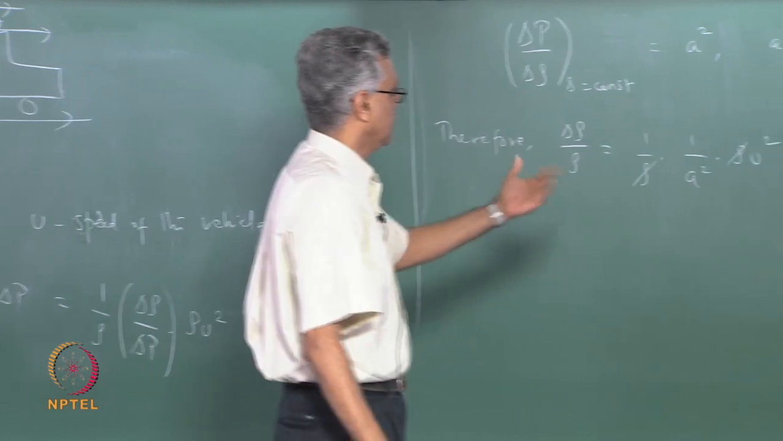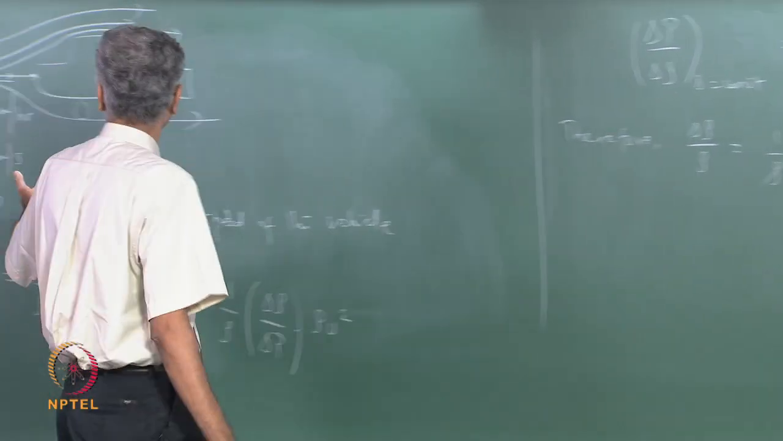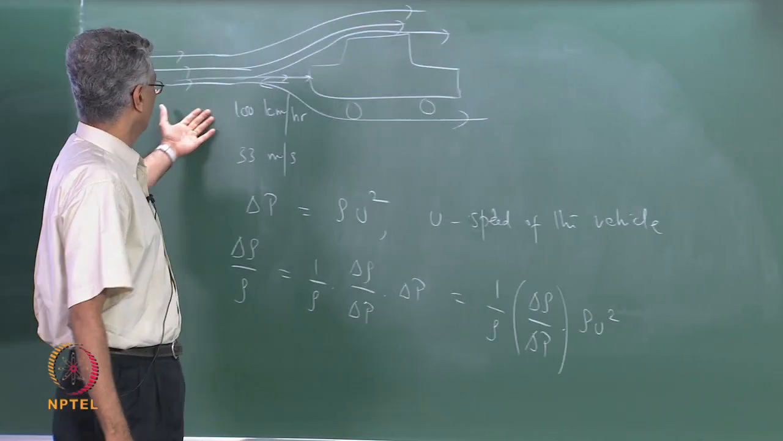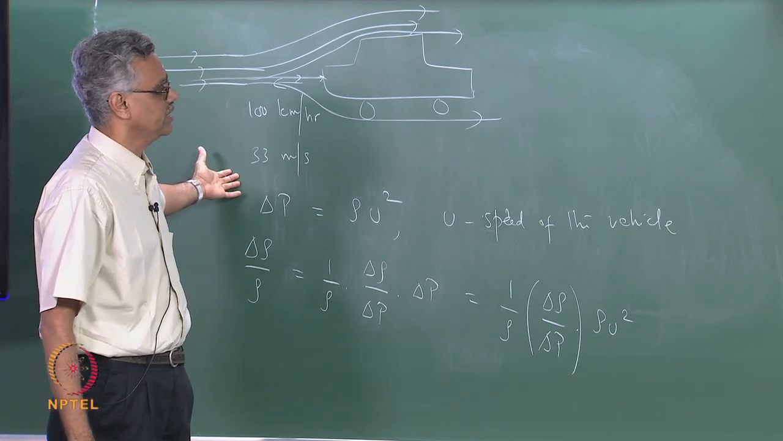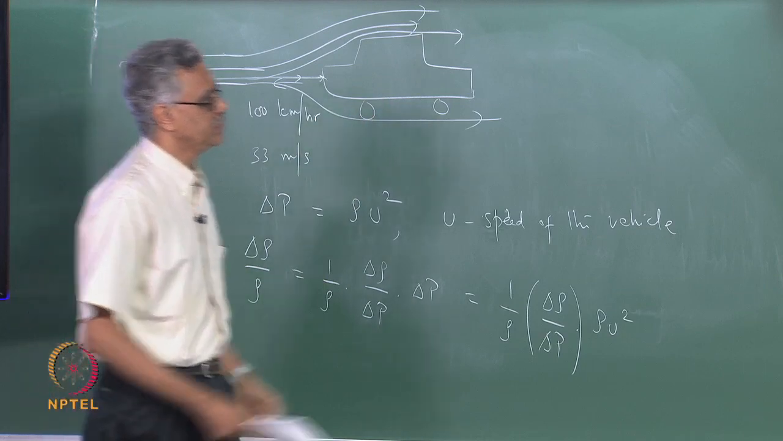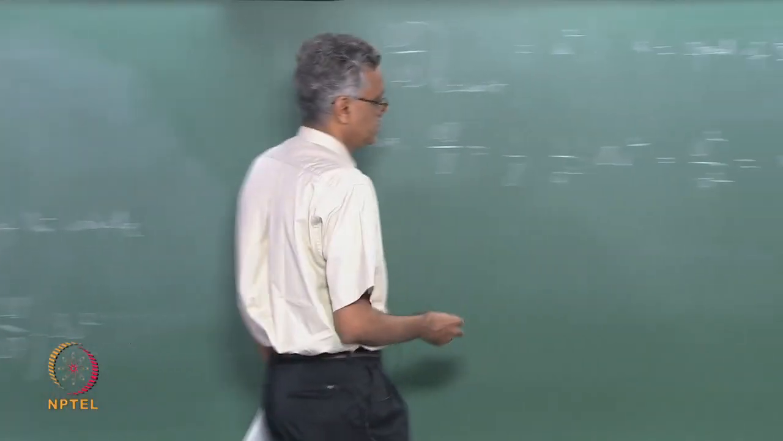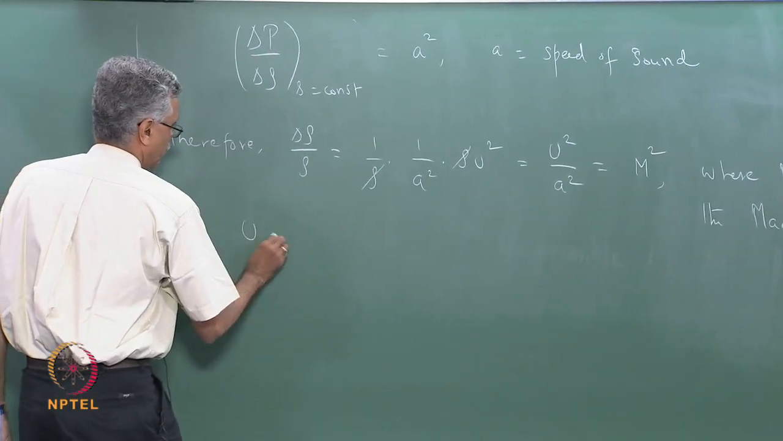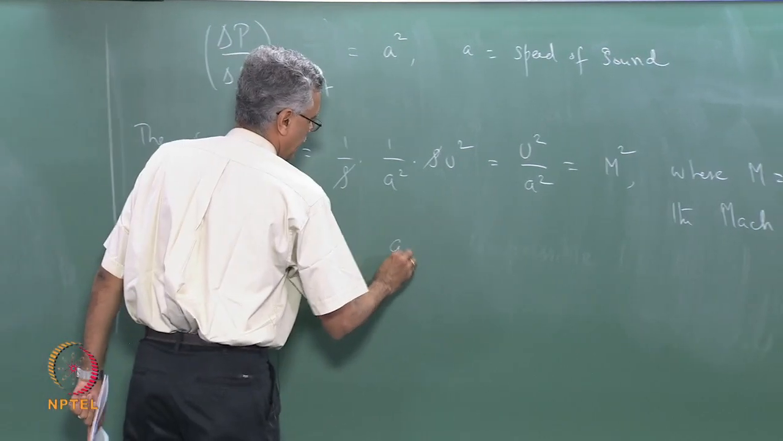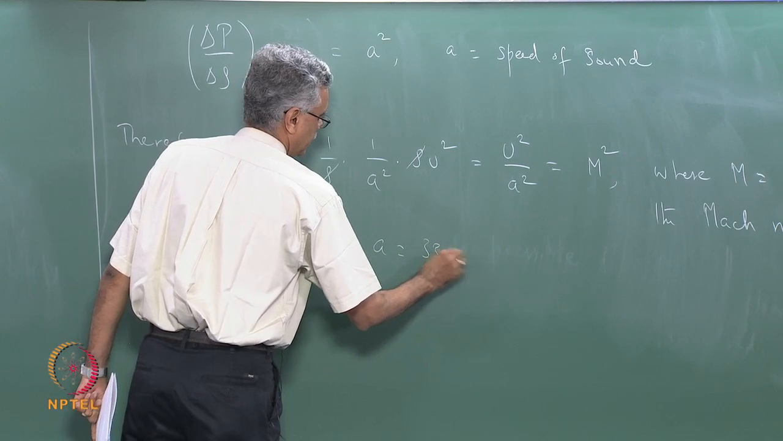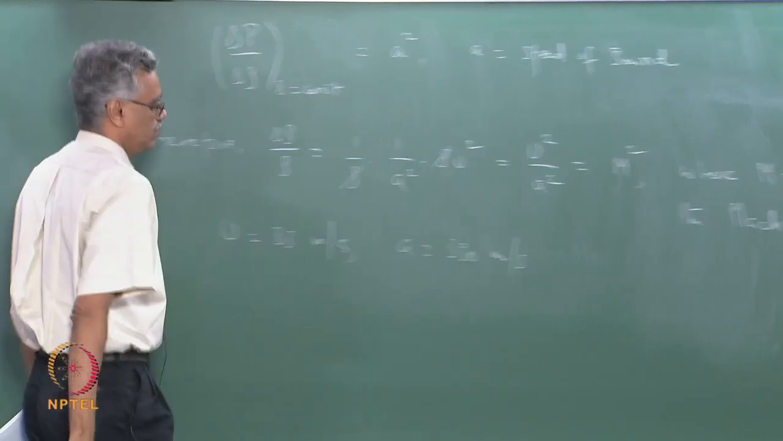So now we actually can answer the question that we asked earlier: is the compressibility effect significant in this flow? The speed is 33 meter per second. So if you substitute 33 meter per second into this, so U equal to 33 meter per second, right, and A is approximately 330 meter per second for this case.